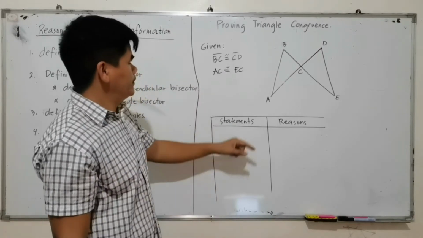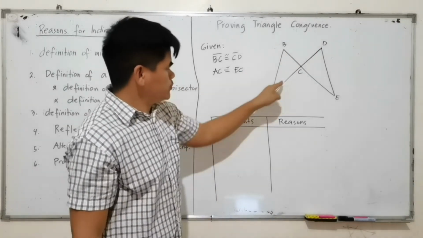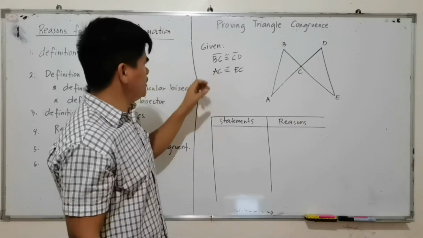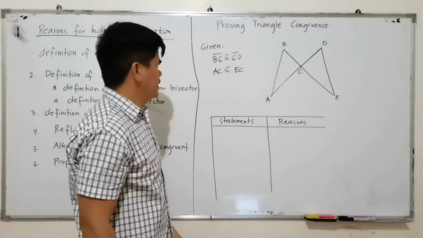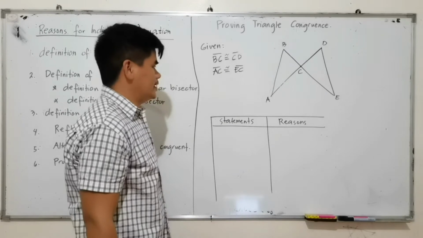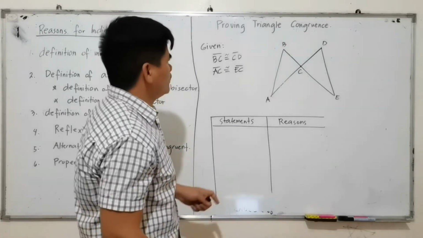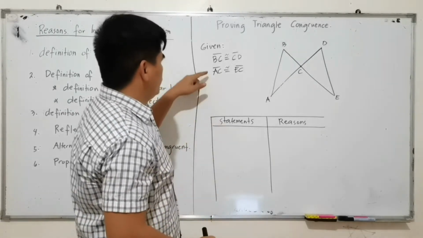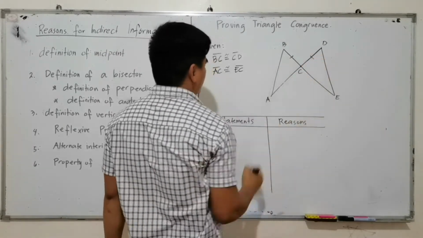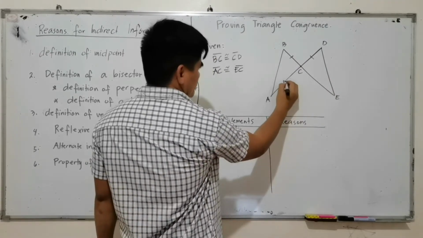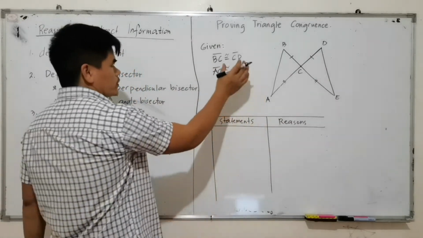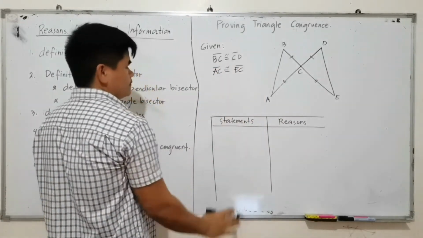Okay, we have here another example. So we have this figure. There are two triangles here. The given information we have is BC is congruent with CD, and line segment or side AC is congruent with EC. First thing, we're going to mark the given information. So we have BC is congruent with CD, and also AC is congruent with CE.